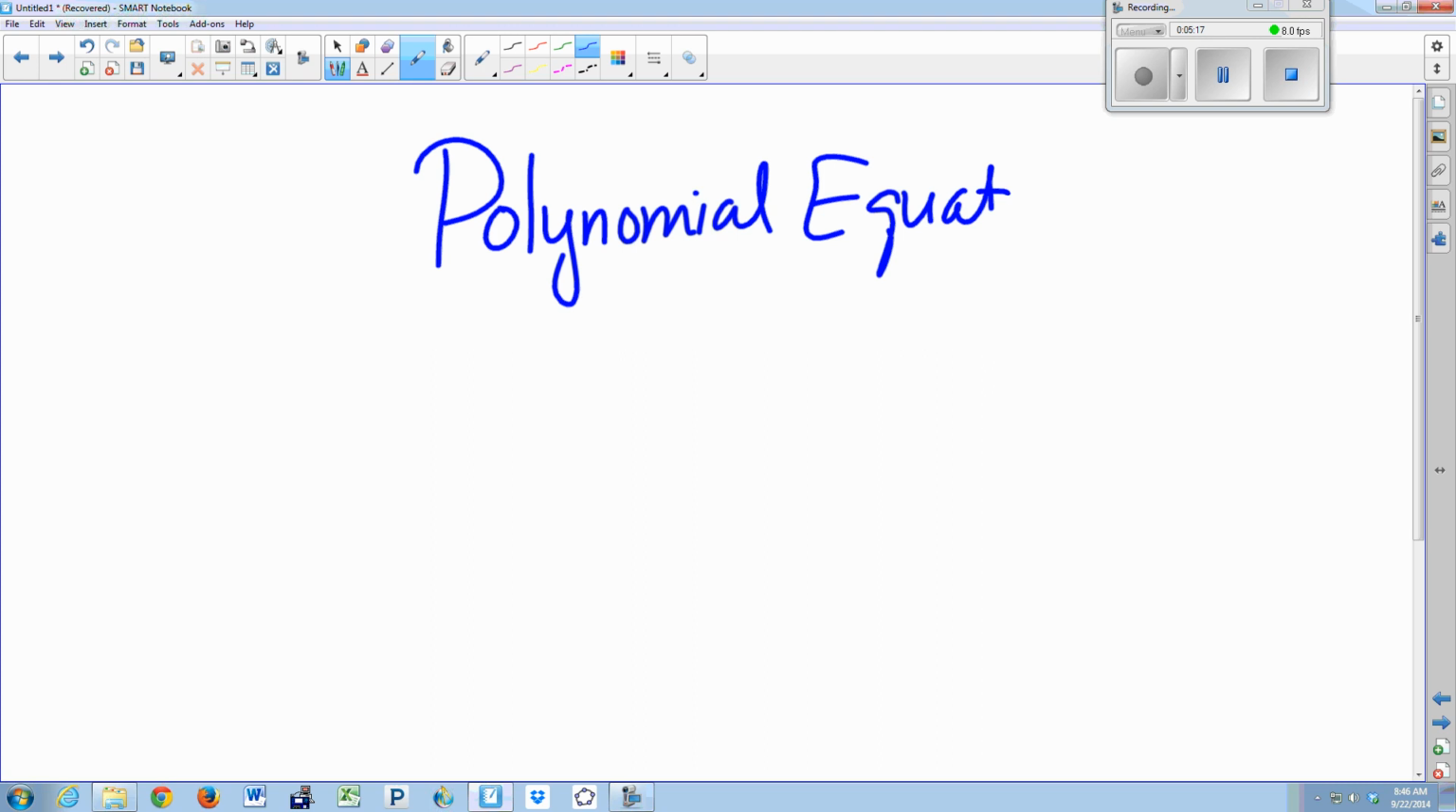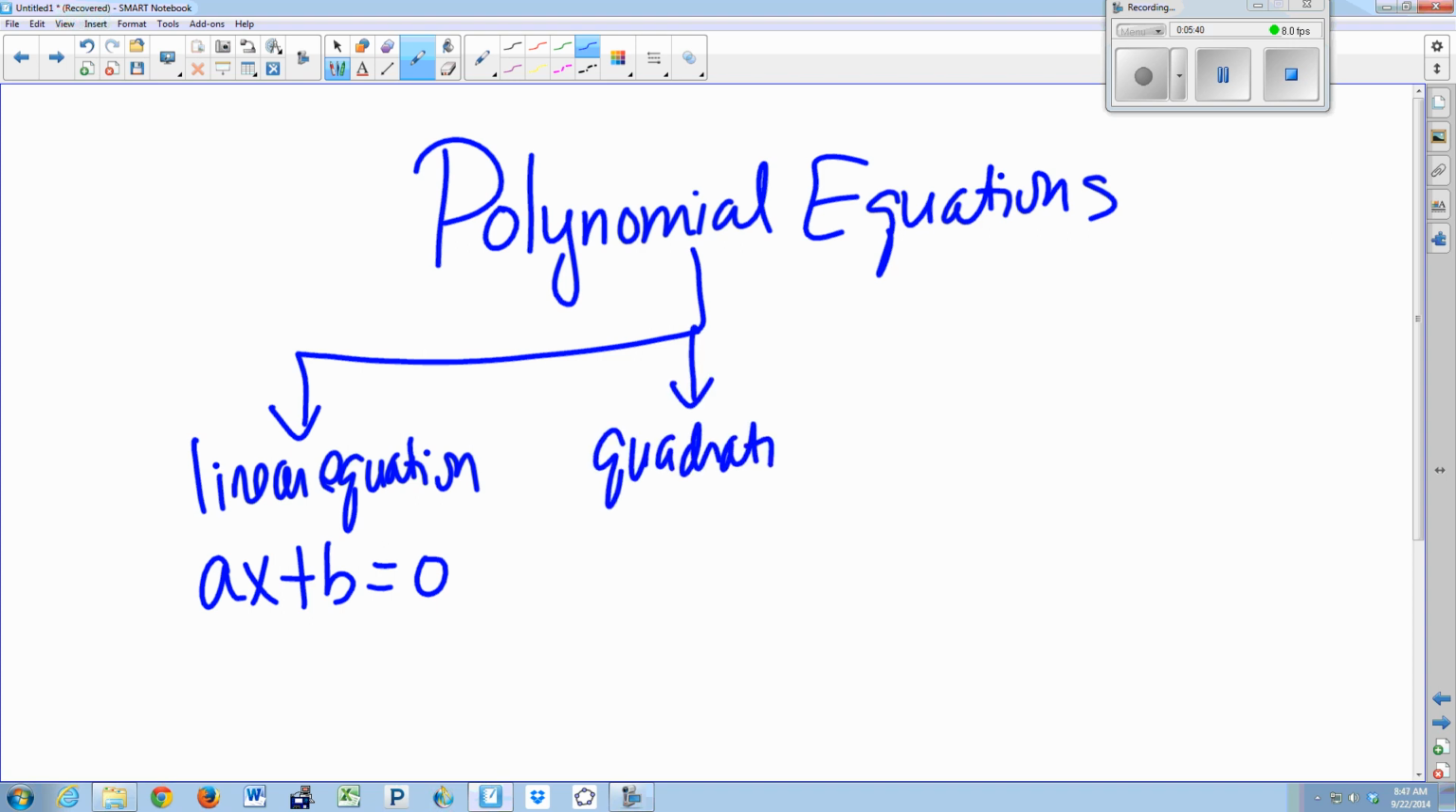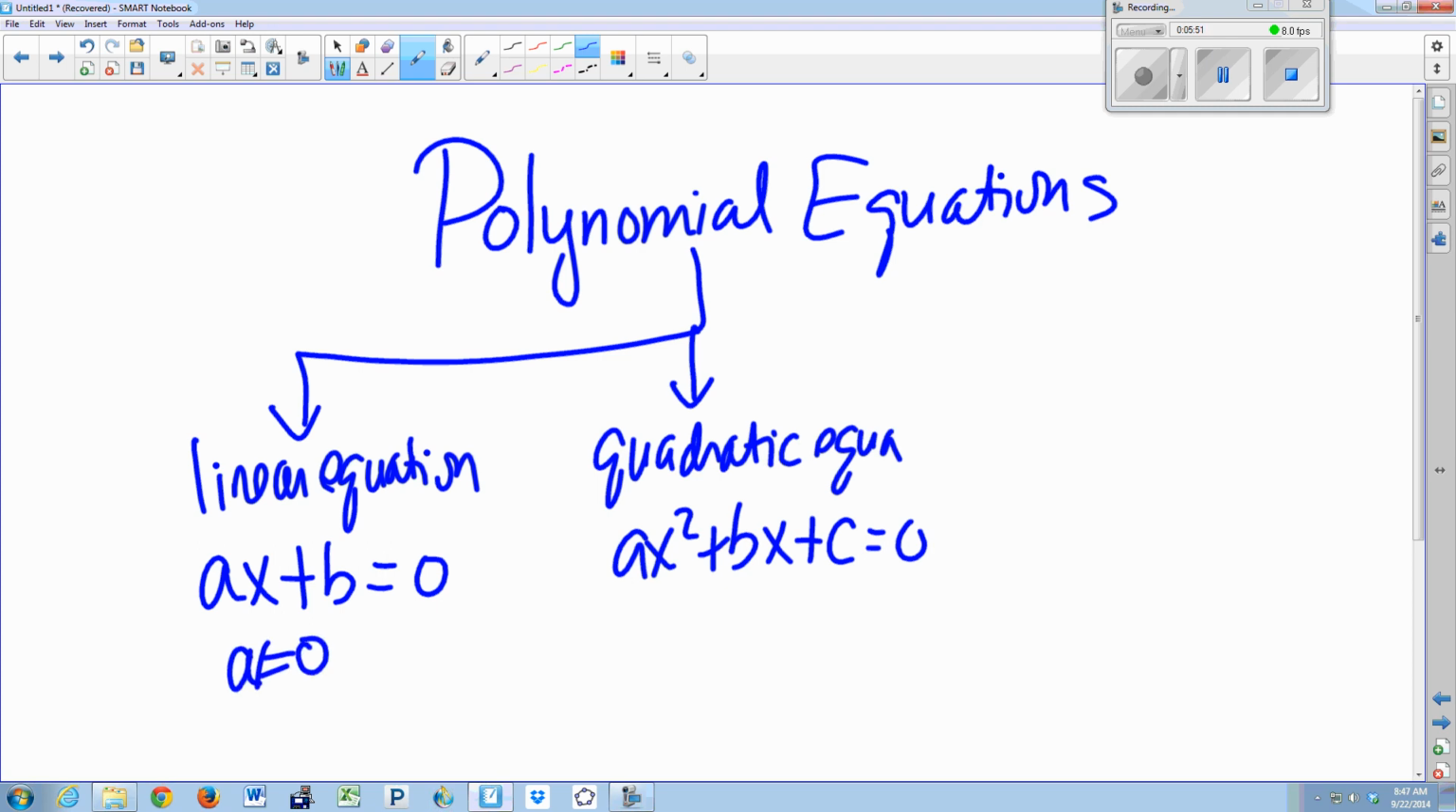And under polynomial equations, so some people say this is the umbrella term. That's sort of the language. You can have a linear equation, which is the same as a first degree, and it has this form. Okay. You could have a quadratic equation, which has this form. So in this case, we say a does not equal 0, and in this case, we say a does not equal 0. Okay.